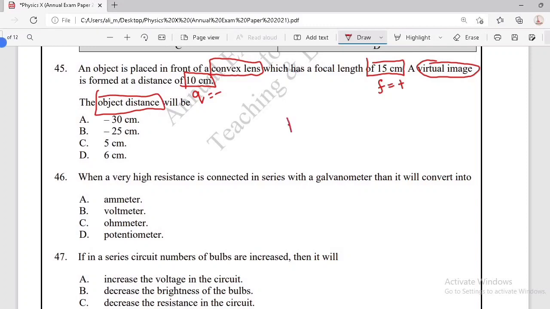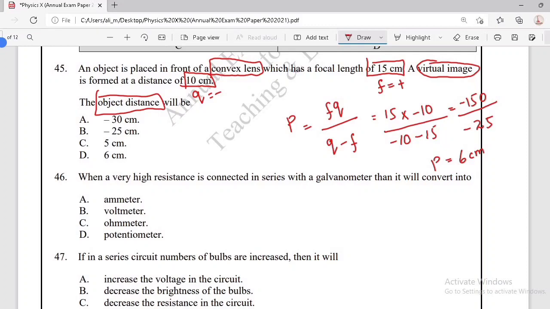So we know that the object distance is equal to f times q divided by q minus f. Let's substitute the values from the question and the given data. Here we have substituted the values, and after calculating, the object distance comes to be 6 centimeters. So option D is the right answer of this question.